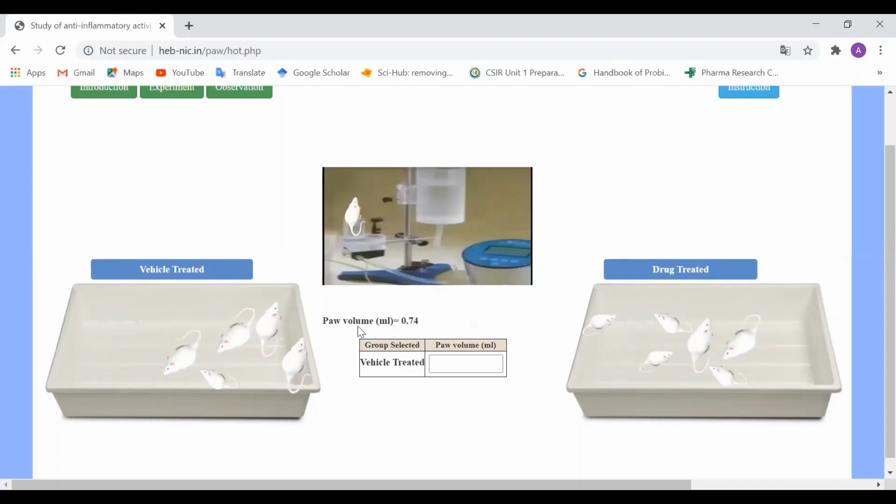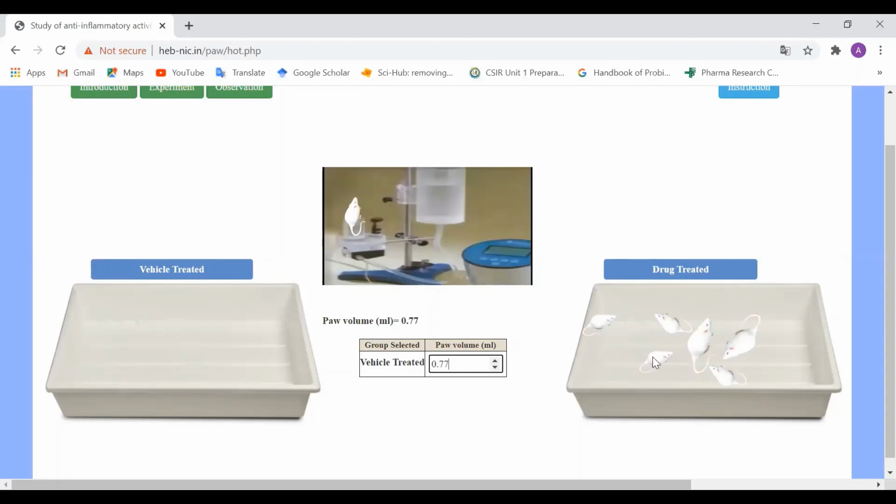Here we can see that paw volume is 0.74 ml. You have to enter the data here and click enter. Likewise, you have to do with all the animals of vehicle treated group. After the completion of vehicle treated group, same procedure need to be followed in drug treated group.